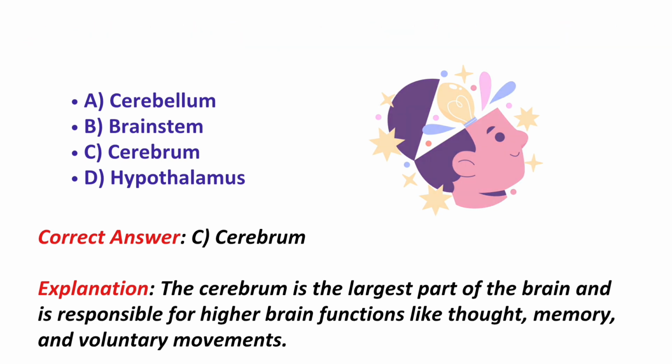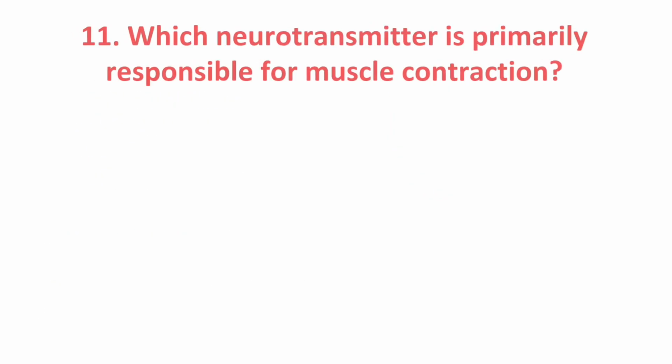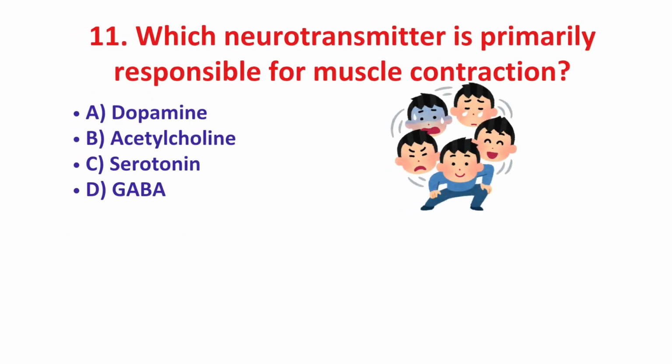Moving towards the next question. Question number 11. Which neurotransmitter is primarily responsible for muscle contraction? Options are dopamine, acetylcholine, serotonin and GABA. And the correct answer is option B, acetylcholine.